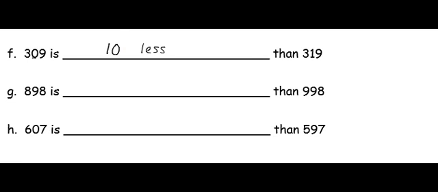In the next problem, I'm comparing 898 to 998. They have the same number of tens and the same number of ones. 898 is 100 less than 998 because it has 1 less hundred. And the last one, 607, is being compared to 597. Well, if I started at 597 and I jumped 10 more, that would take me to 607. So 607 is 10 more than 597.